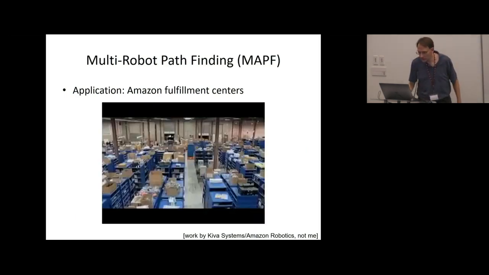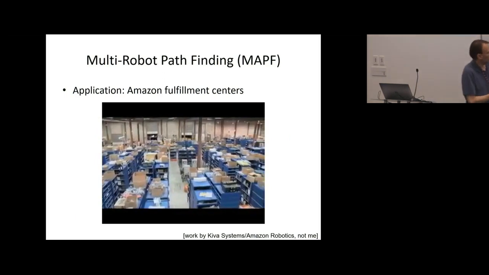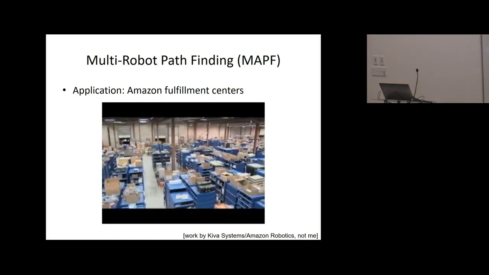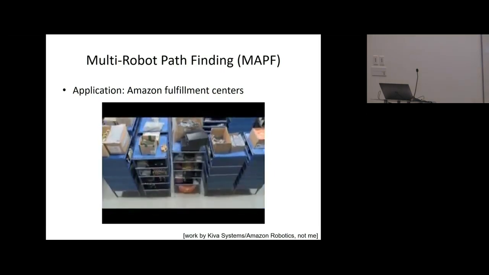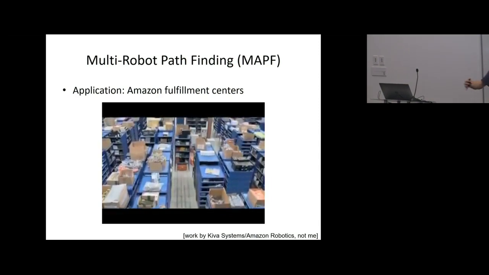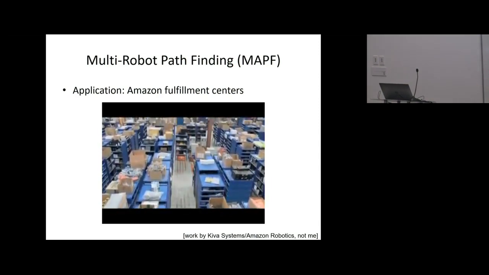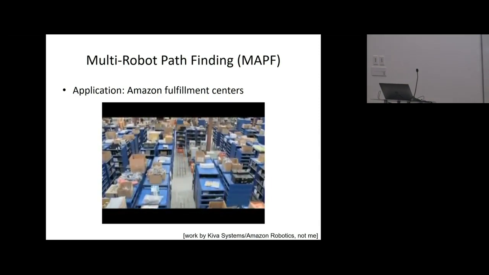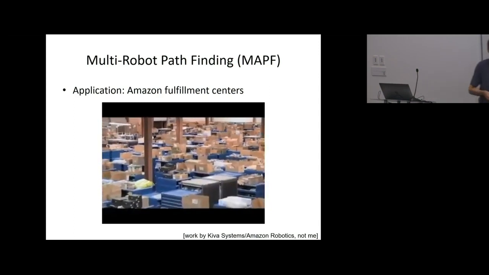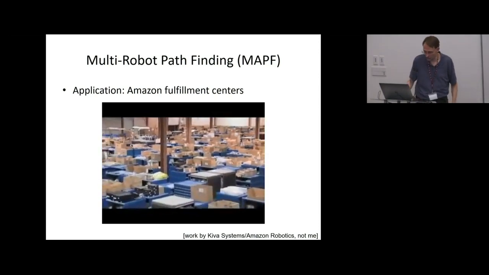And so to see how narrow they are, let's look at this thing here. All of the videos are on YouTube, so just Google the Kiva or Amazon robotics, find them. So very narrow. And that means that if one robot moves through the corridor in one direction, and the other robot wants to move through the corridor in the other direction, they can't pass each other. That makes it hard as a planning problem, because we need to find collision-free trajectories.